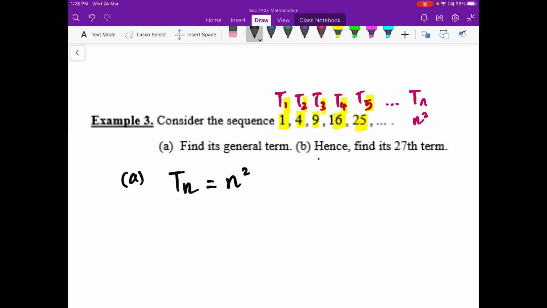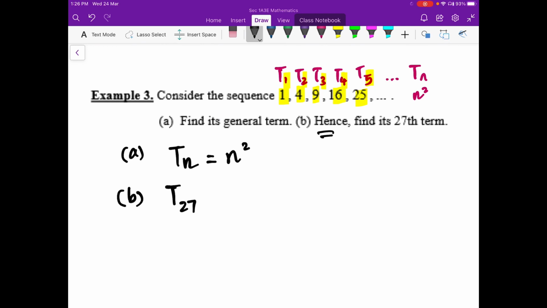So hence, again, hence, you must use the answer in part A. T27. Can you see that I'm showing the marker? I'm writing in the same format. T27. I'm telling the marker, hey, better look carefully, I am using my answer in part A. Okay? And this is equal to 27 squared, 729. Done.